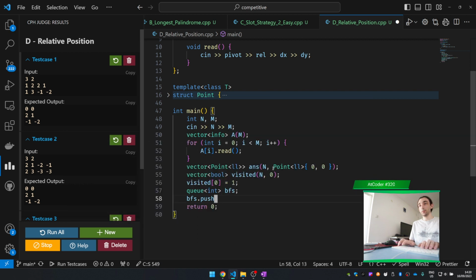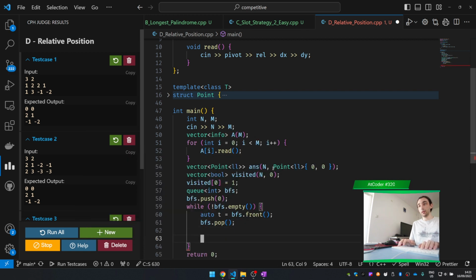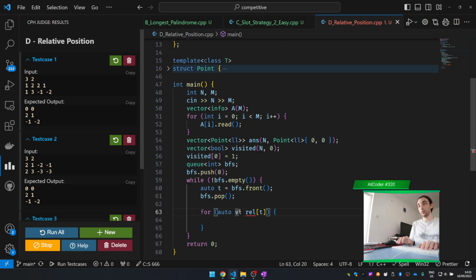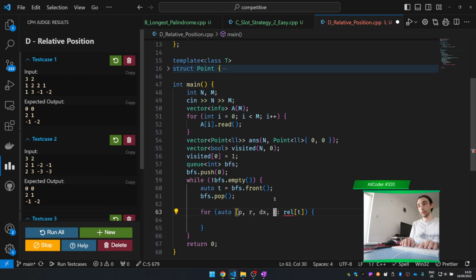Then there should be a queue here. So for BFS we push 0, and then while the BFS queue is not empty, T is BFS.front. Then for all these, so these are all vertices that we know relative to T. So relative to T, there should be some array for all these vertices that are relative, or all this information. So this is like pivot, relative, delta x, delta y for all of this.